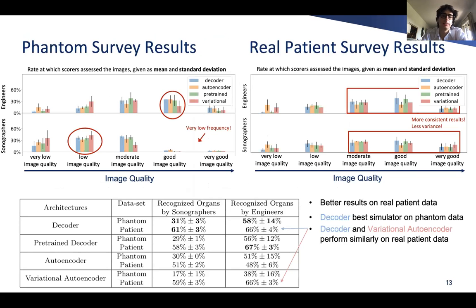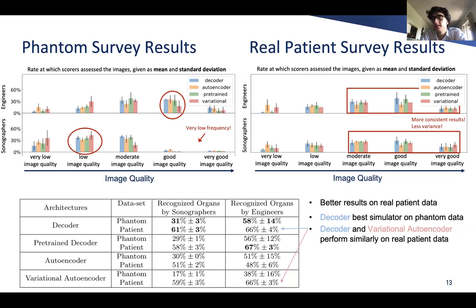Moving on to the survey results, we report the rate at which scorers assessed the images as a mean assessment with a standard deviation as an error bar. We can see for the phantom results that the results are skewed towards the low image quality rating, which is definitely not optimal. Furthermore, we can see that there is a lot of variance between the scores of sonographers and engineers, with the former almost never voting each model to perform good image quality or very good image quality. Overall, on phantom data, the best performing model was found to be the decoder.